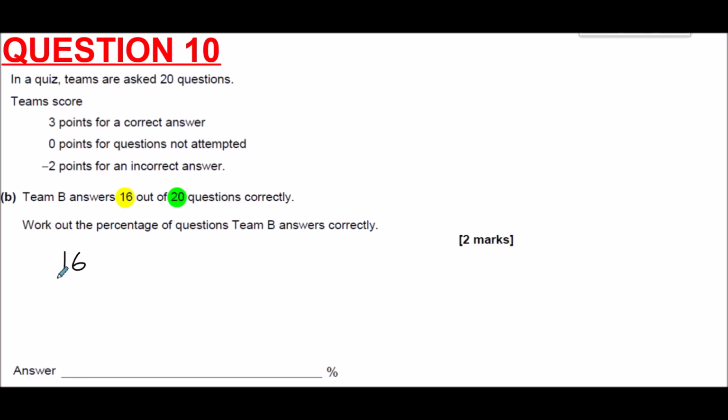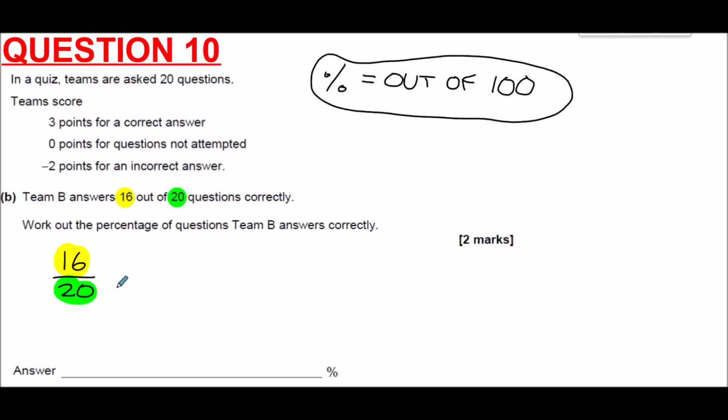And so 16 out of 20 would be written like that. 16 on top, 20 on the bottom. Now there's a few ways we could do this. What I'd suggest doing is just remembering that a percentage means a fraction out of 100. That's what the definition of percentage is really. It means out of 100. So at the minute we've got a fraction which is out of 20. We want it to become a fraction out of 100.